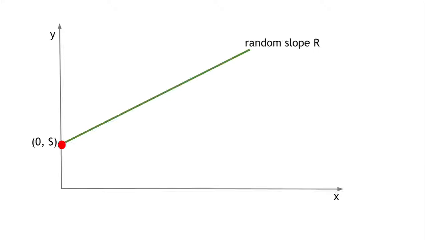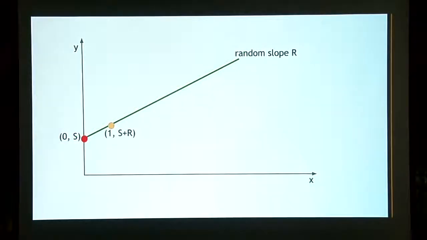Okay. Now we're going to draw a line, and we're going to draw a line that has a random slope r. R is going to be generated randomly, and so we get a line like this. And now we can give out shares. The first share is this point here at x equals 1, and y is s plus r. The second share is here at x equals 2, and y turns out to be s plus 2r. The third share is here, x equals 3, and y is s plus 3r, and so on. We can go as far up this line as we want and generate as many shares as we want.